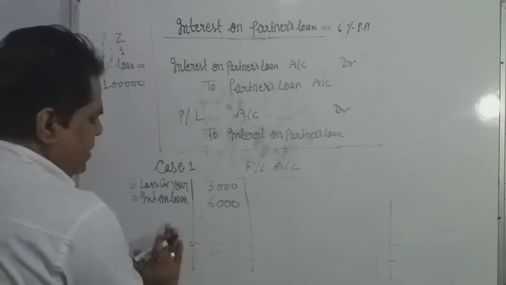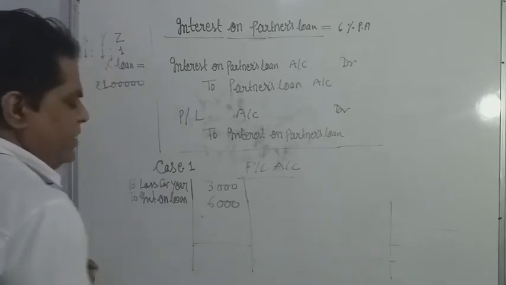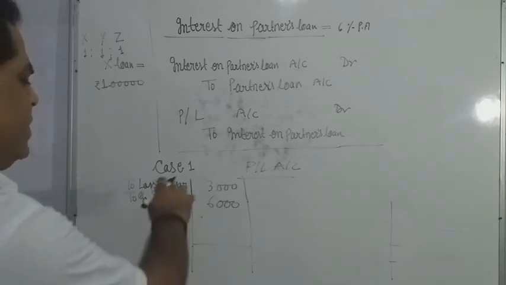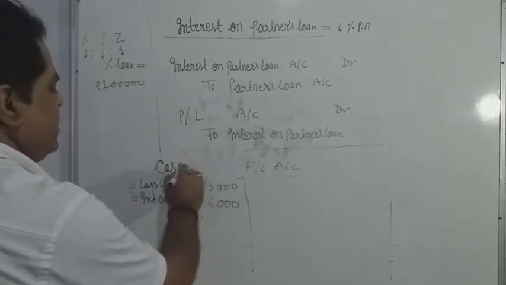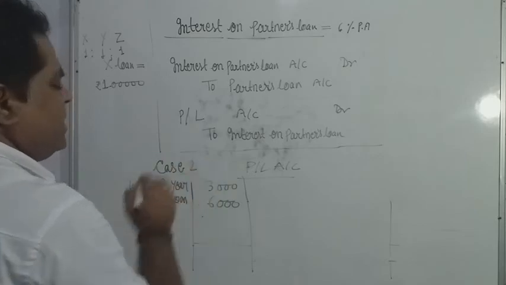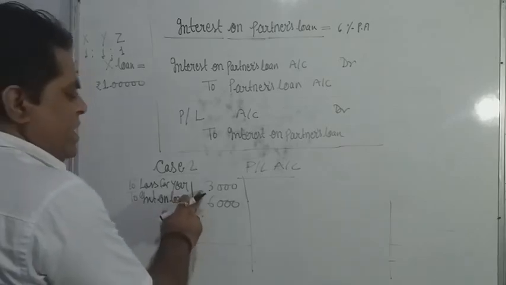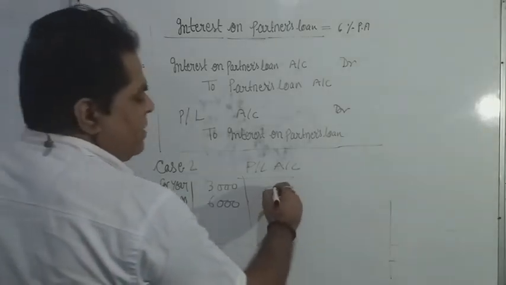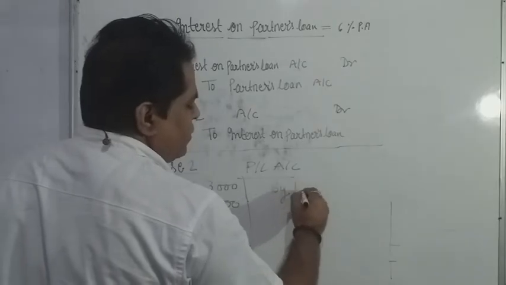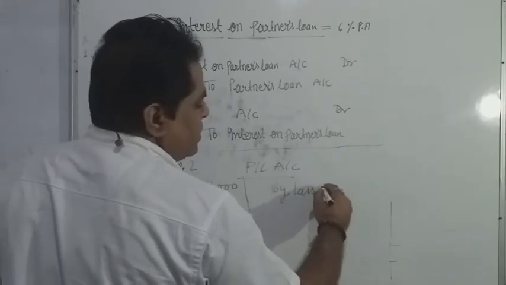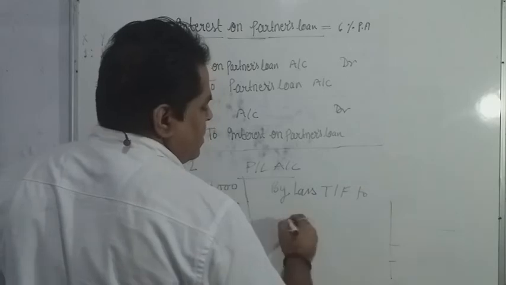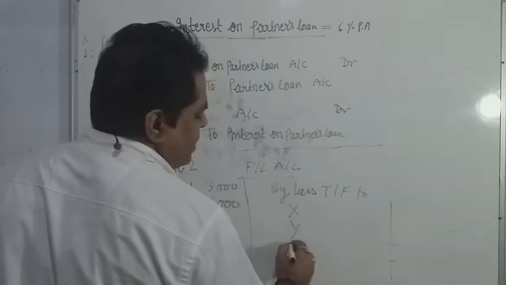Now we are in case of loss, not in case of profit. In the previous case 1, I was in profit. So what I was doing, this profit I was transferring to PL appropriation account for the distribution purpose, for the appropriation purpose. But in this case we are already in loss of 3,000, and we are paying interest of 6,000. So the total amount of loss is transferred to the partners, means X, Y, and Z.